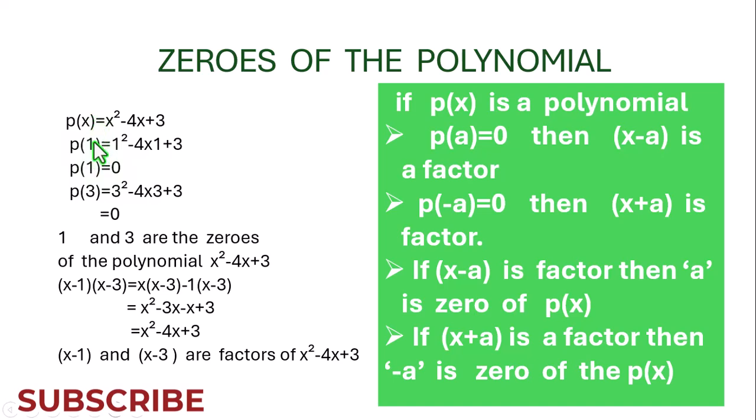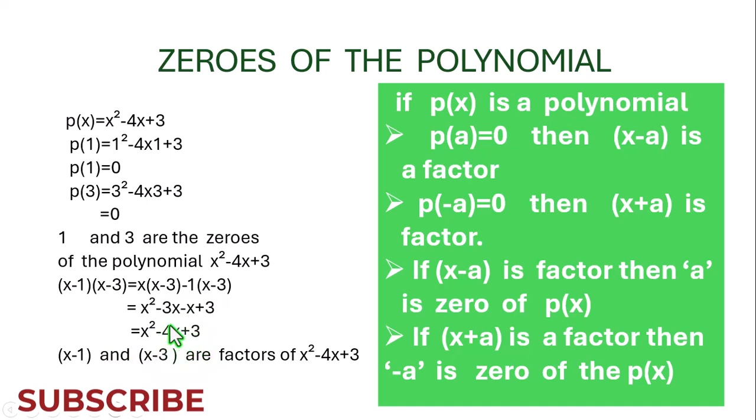Replace x by 1. Then p of 1 is equal to 0. Another number, x by 3, p of 3 also is 0. Now 1 and 3 are the zeros of the polynomial x square minus 4x plus 3. So 1 and 3 are zeros of the polynomial, then x minus 1, x minus 3. Product of x minus 1 and x minus 3, opening the bracket: x square minus 3x minus x plus 3, that is x square minus 4x plus 3.